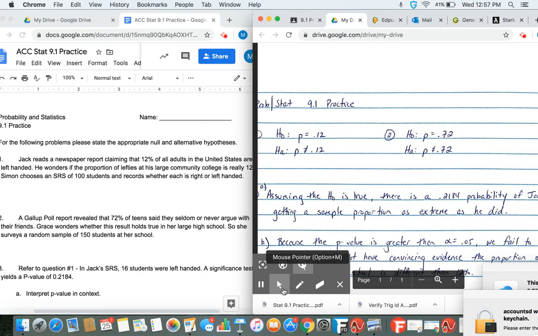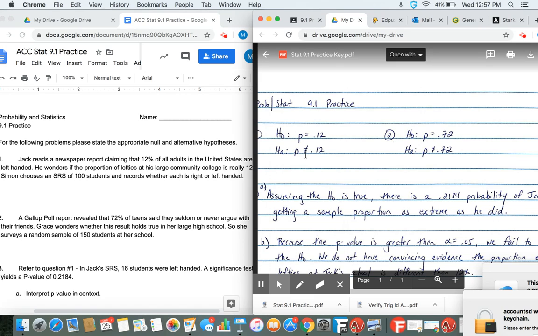So for number one, it says that this report claims 12% of adults in the US are left-handed. And then the wonder comes in, well, does this hold true, or is it really 12% at this large community school? So not every problem is going to be a not equal to in the HA. It could be greater than, could be less than, or in this case, a not equal to. Actually, in numbers one and two, they were both not equal to.